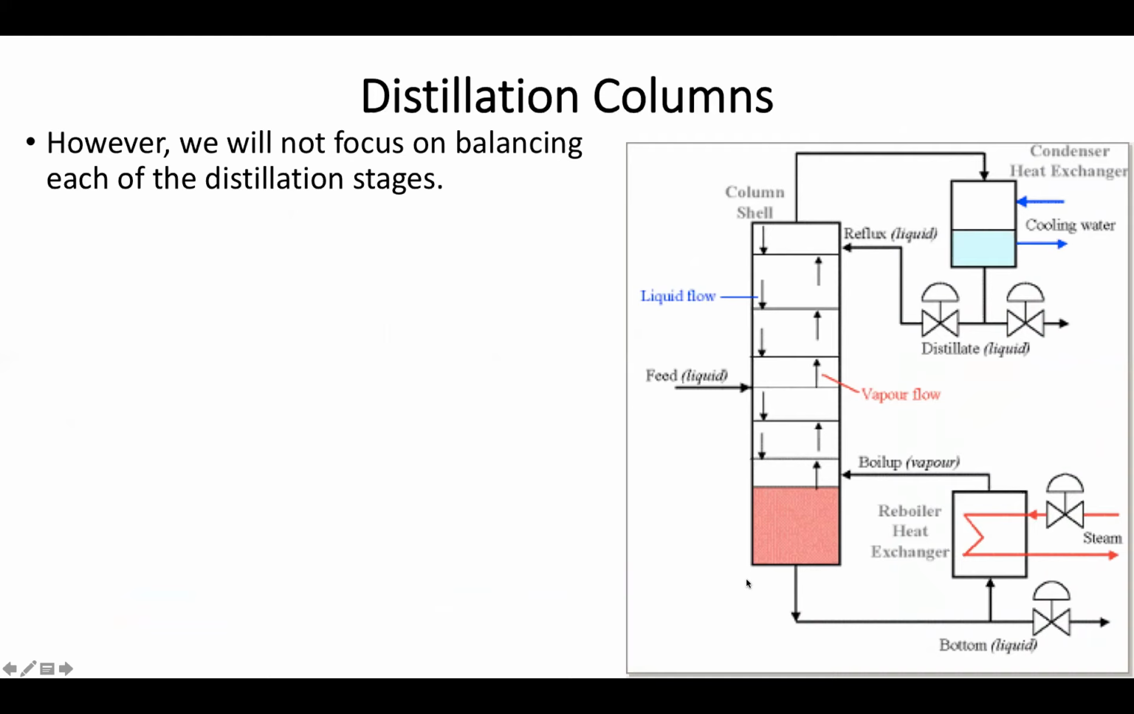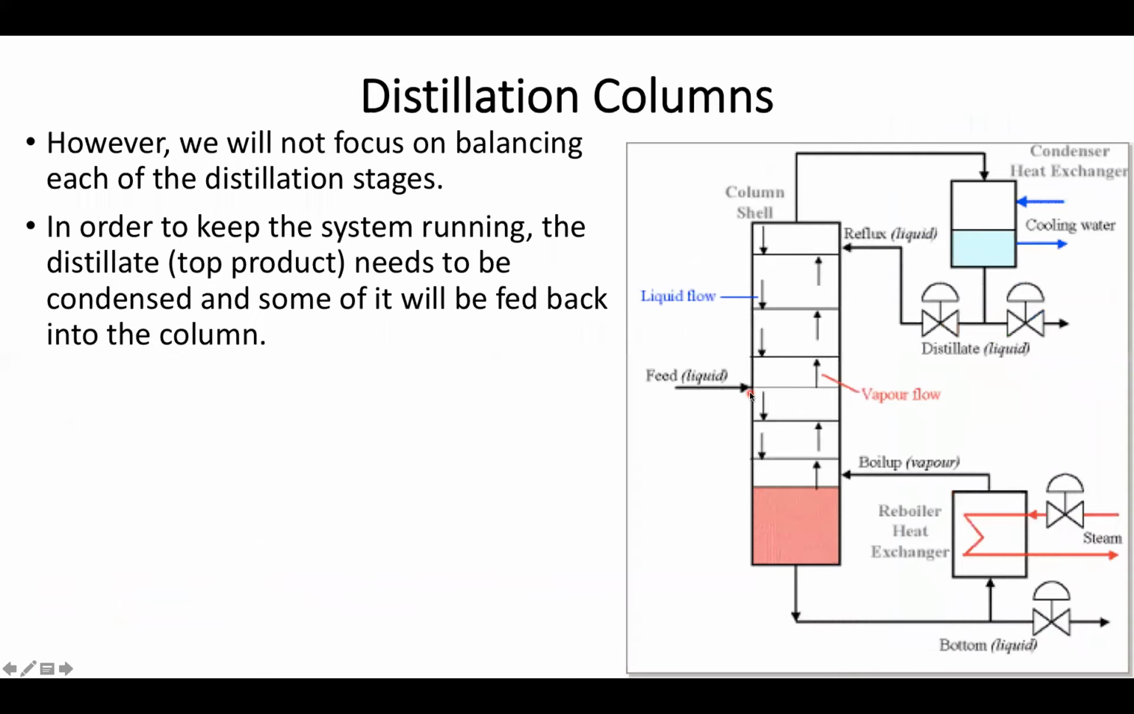Now, one of the things worth noting is that in order to keep this system running, I'm going to have a liquid feed coming in, but I also need to make sure that I constantly have some amount of liquid flowing down and some amount of vapor rising up. So what we end up doing is we put a condenser at the top where we take our raw vapor, we condense it down into a liquid distillate, and we pump some of that distillate actually back into the system to ensure we have a constant liquid flow.